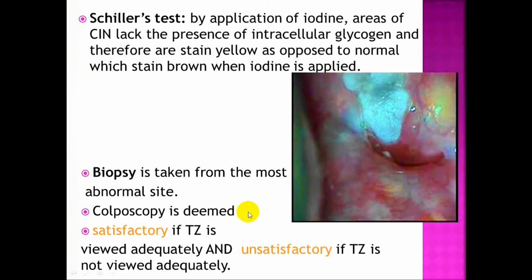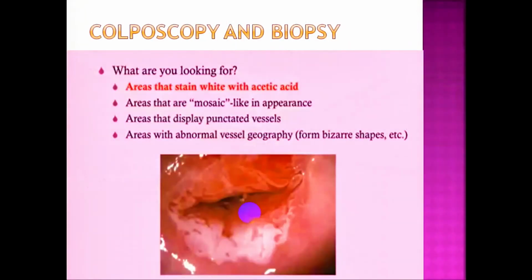Colposcopy is deemed satisfactory if the transformation zone is viewed adequately and unsatisfactory if not viewed adequately. What you are looking for in colposcopy and biopsy: areas that stain white with acetic acid، هاي اللي هي الأسيتو white area. Areas that are mosaic-like in appearance و areas that display punctated vessels. Areas with abnormal vessels, geography forming bizarre shapes.